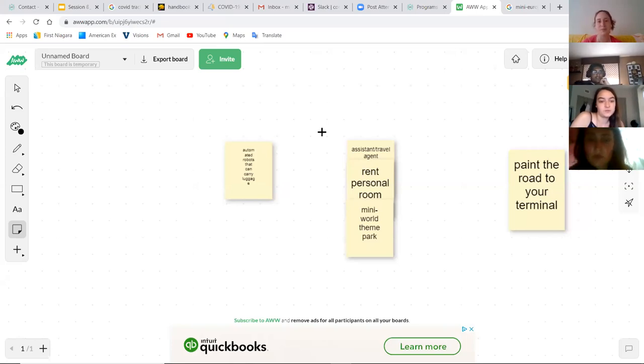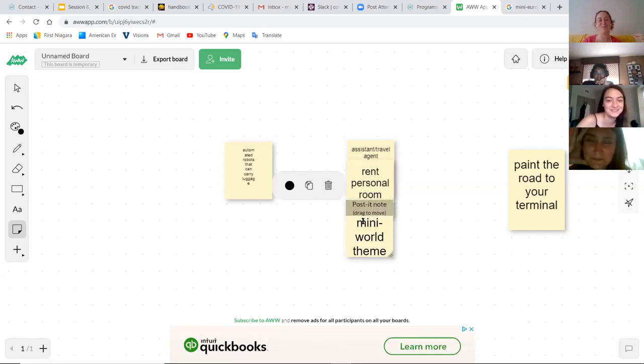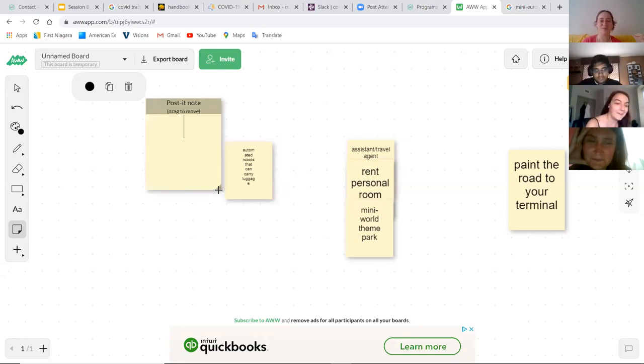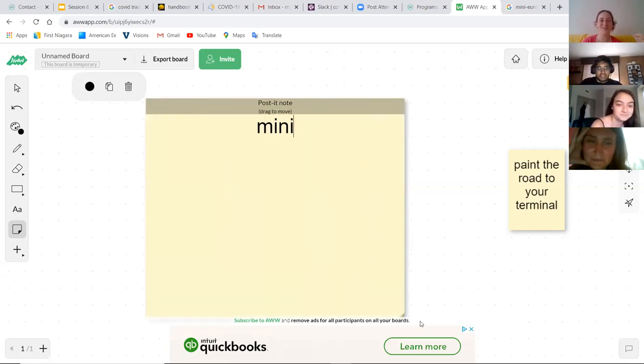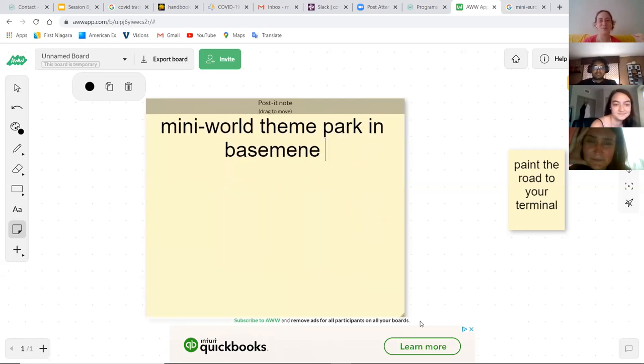Okay. So the mini world theme park could encompass everything that we have on this. We could have sleeping pods and whatever personal rooms. We could do paint your own way to your terminal. How about this? Mini world theme park in basement of airport.